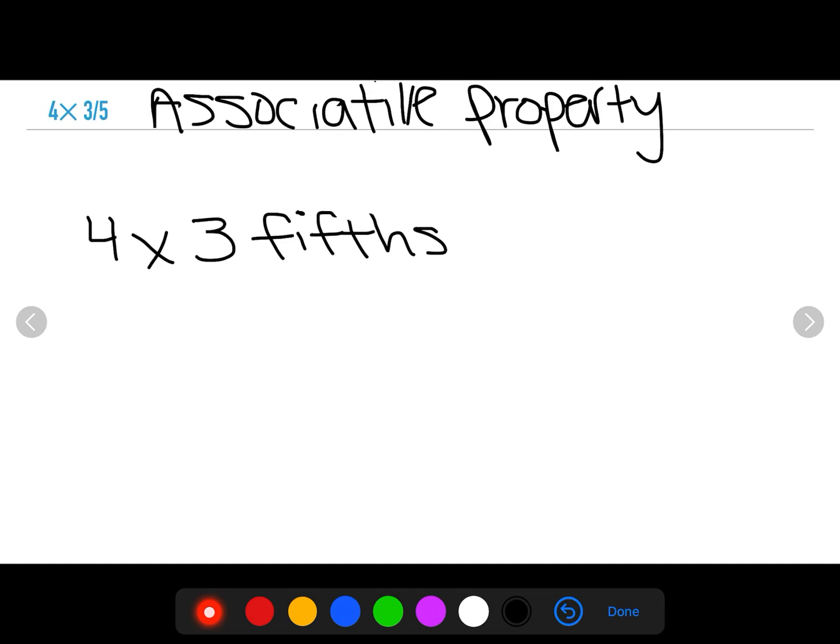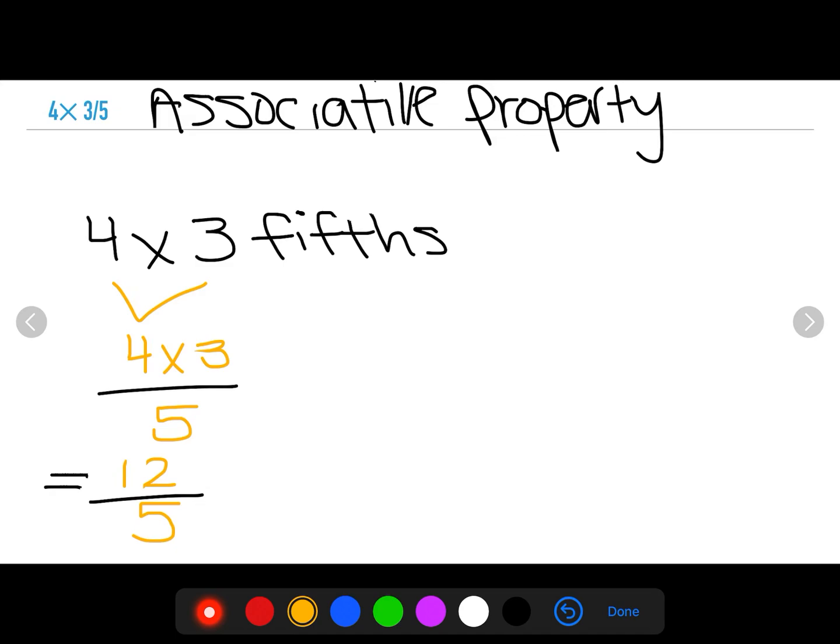What 2 numbers do you think makes the most sense for us to multiply together? I agree. 4 times 3 makes the most sense. However, I still have fifths. Do you remember where I put the 5 in this equation? Awesome job. It goes underneath 4 times 3 because fifths represents my whole. And now we just solve. 4 times 3 equals 12. And then my denominator is 5. 12 fifths, which we know equals 2 and 2 fifths.